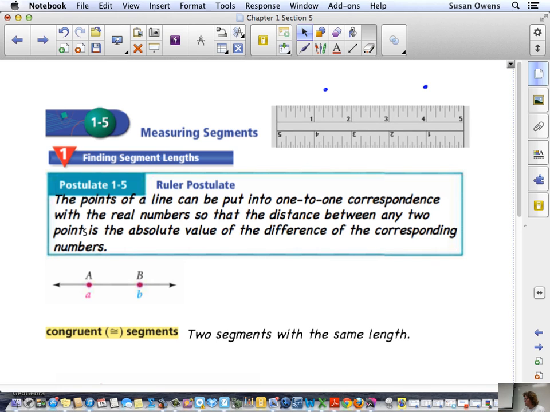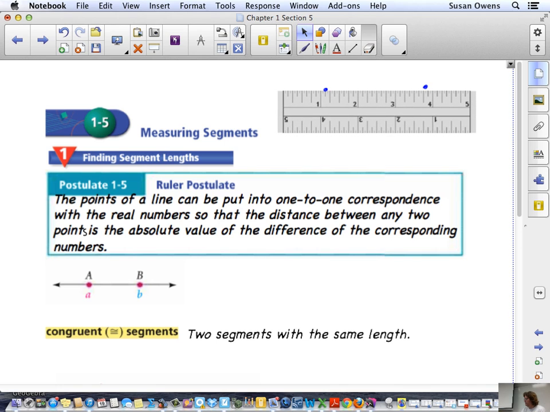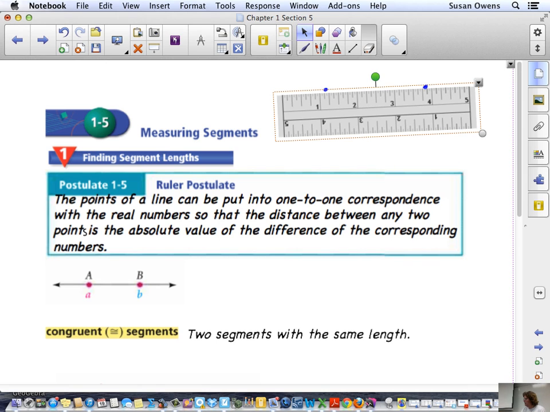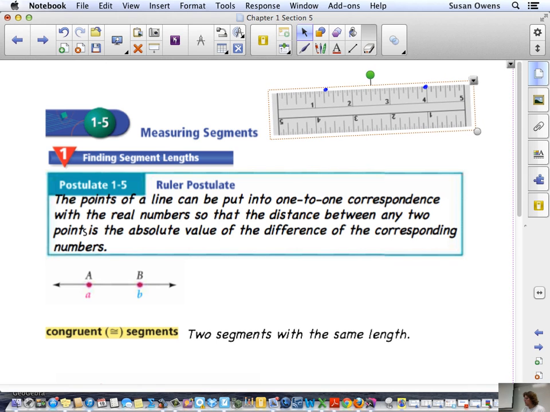and when we put it on the ruler, those points are going to line up with numbers on the ruler. And if we want to find the distance between the points, it's just the absolute value of the difference of the corresponding numbers. Absolute value because it doesn't matter if we take the smaller number and subtract the larger number, distance is always positive, so we want it to be a positive number. So that's the ruler postulate.